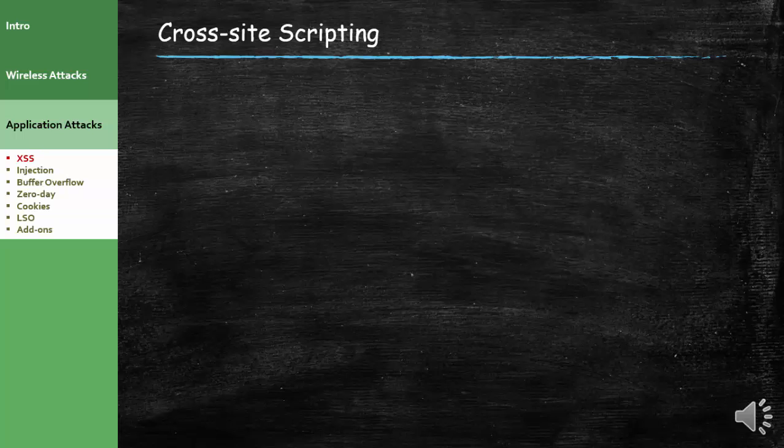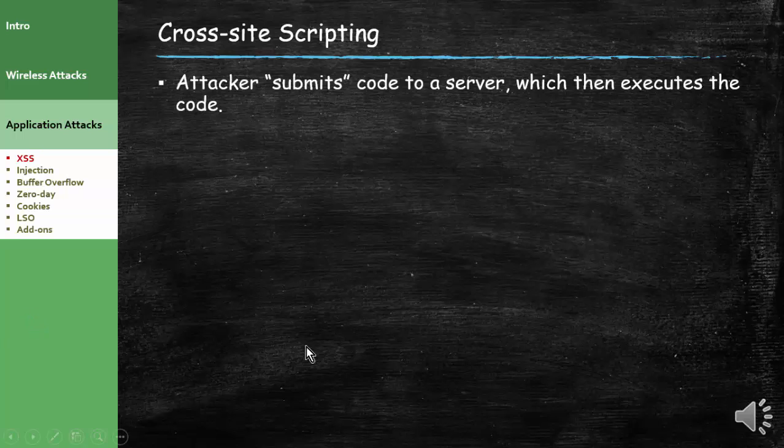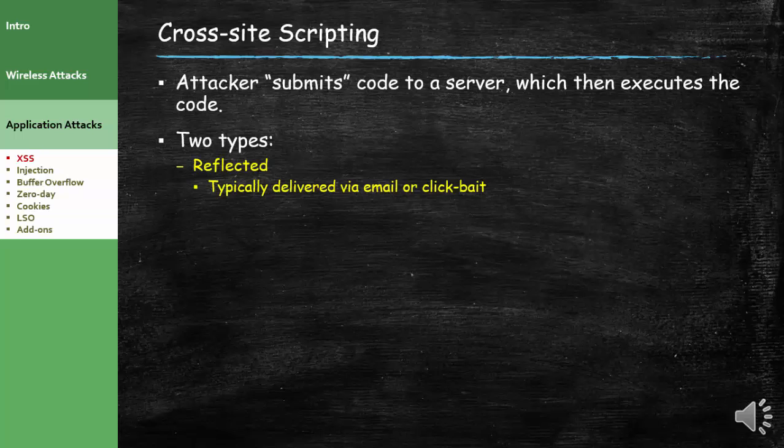So I'm going to talk about a couple different examples of application attacks. The first one that your book talks about is cross-site scripting. And this is where an attacker can submit some code to the server, which the server then executes that code. There's really 2 types that we talk about. The first one is reflected, where somebody submits something in a form, some kind of code, and that code is parsed and reflected back to the user.